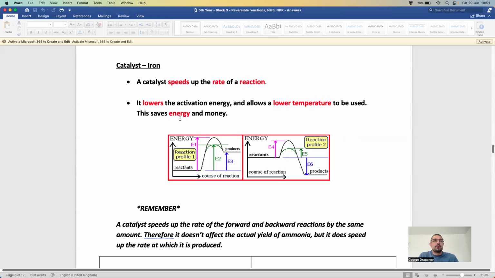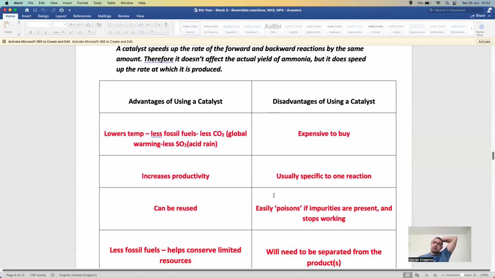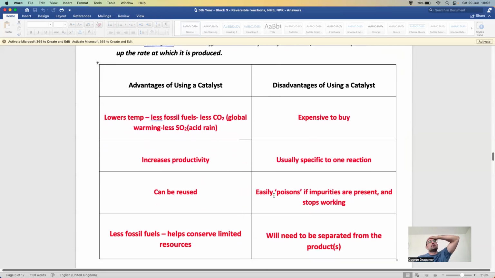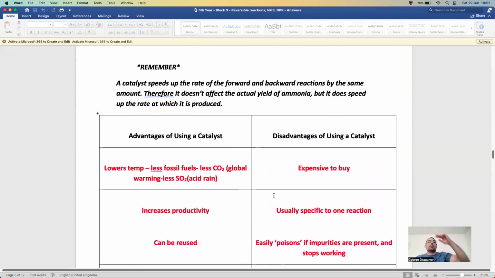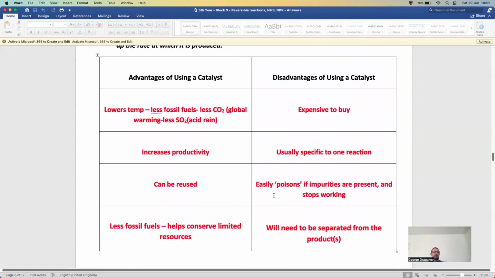That's the purpose. These diagrams we talked about in the rates of reaction topic, so we don't need to revisit it now. It's showing you how the activation energy is smaller, the green one, for the reaction with the catalyst. And similarly, E5 is smaller than E4. These are some advantages in general of using a catalyst and some disadvantages that you should be aware of. And this is the final part of the ammonia bit.